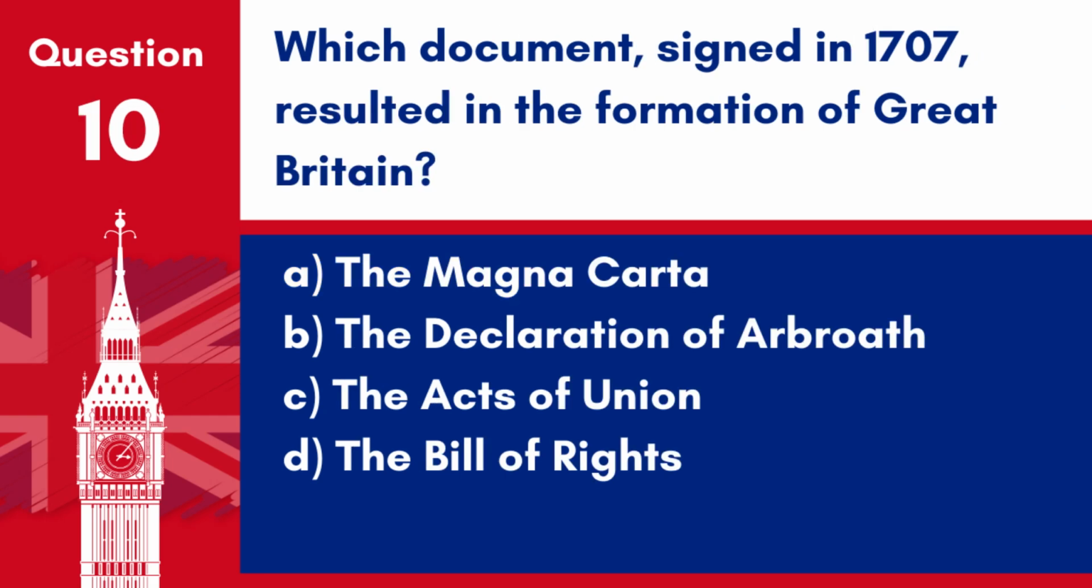Question 10. Which document, signed in 1707, resulted in the formation of Great Britain? A. The Magna Carta, B. The Declaration of Arbroath, C. The Acts of Union, D. The Bill of Rights? Answer: C. The Acts of Union. The Acts of Union, signed in 1707, united the kingdoms of England and Scotland into the Kingdom of Great Britain.